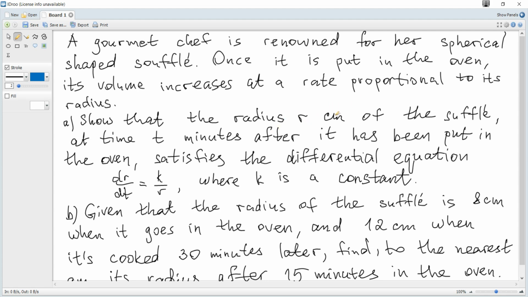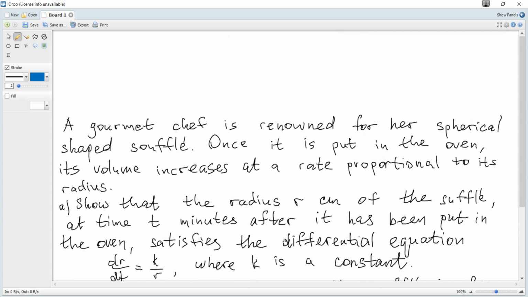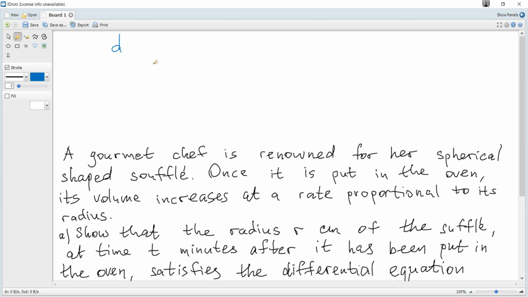So it is given that it's a sphere, and also it is given that the volume increases at a rate. What is rate? Rate is the derivative with respect to time. So volume increases at a rate, so dV/dt is proportional. Increases means this derivative is positive. It may be important in general, because if something increases, the derivative with respect to time is positive; if it decreases, negative. And proportional means directly proportional. And you remember that if something is directly proportional, the general form is some constant, and it is proportional to its radius, so it becomes constant multiplied by the radius.